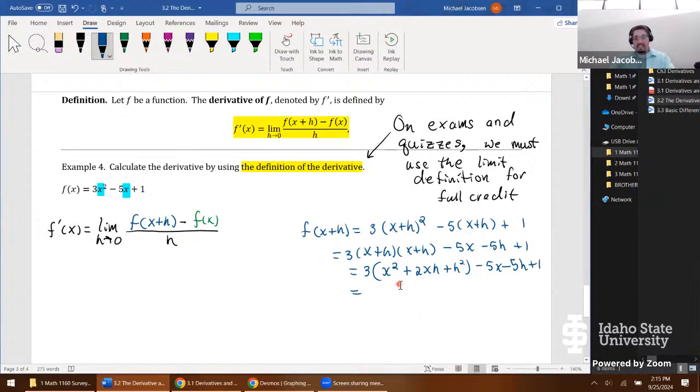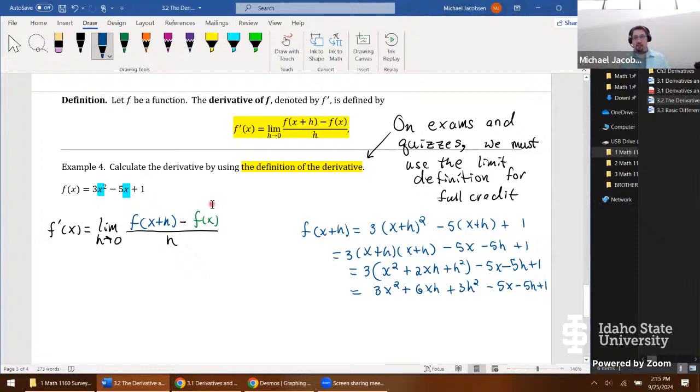Last thing we have to do is distribute the 3 through and see if there are any like terms to combine. It doesn't actually look like it on this one, so this is what we get altogether: 3x squared plus 6xh plus 3h squared minus 5x minus 5h plus 1. So that's the result of f at x plus h, kind of the worst part of the problem.